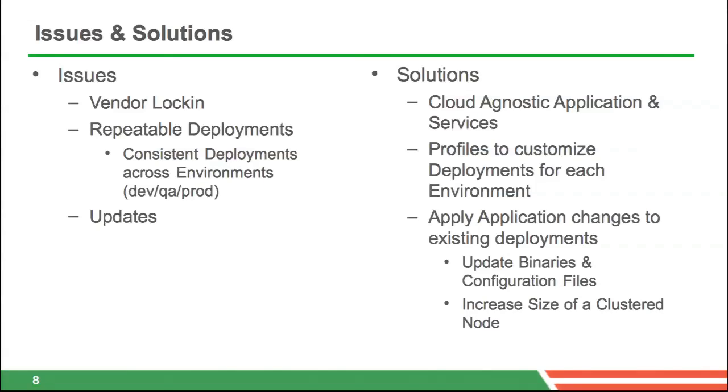Another option is having profiles that customize deployments for each environment. That's basically encapsulating this repeatable part. You could have a profile for dev, QA, and production, and it's just a model so that you can save that and then have a repeatable deployment based off of that to different environments. And then finally, you do want to be able to apply application changes to existing deployments, so that's the update aspect. You want to be able to update your application binaries, configuration files, and also change the size of a clustered node.